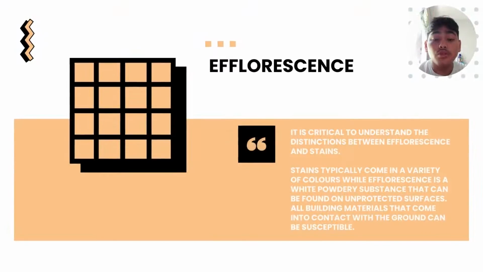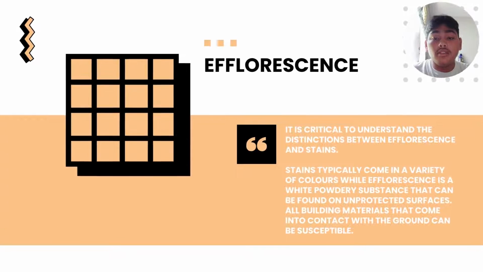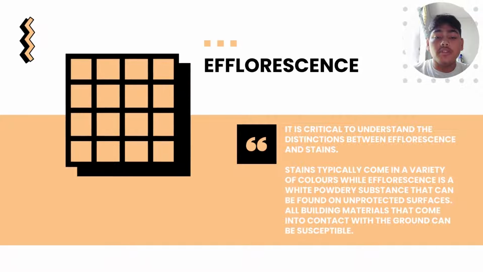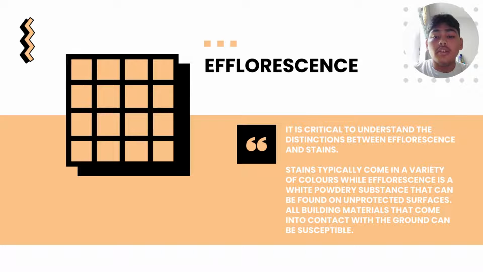Next, we move on to efflorescence. It is critical to understand the distinctions between efflorescence and stains. Stains typically come in a variety of colors, but they may initially resemble efflorescence. As stated in root and cause, efflorescence is a white powdery substance that can be found on unprotected surfaces. All building materials that come into contact with the ground can be susceptible to efflorescence.